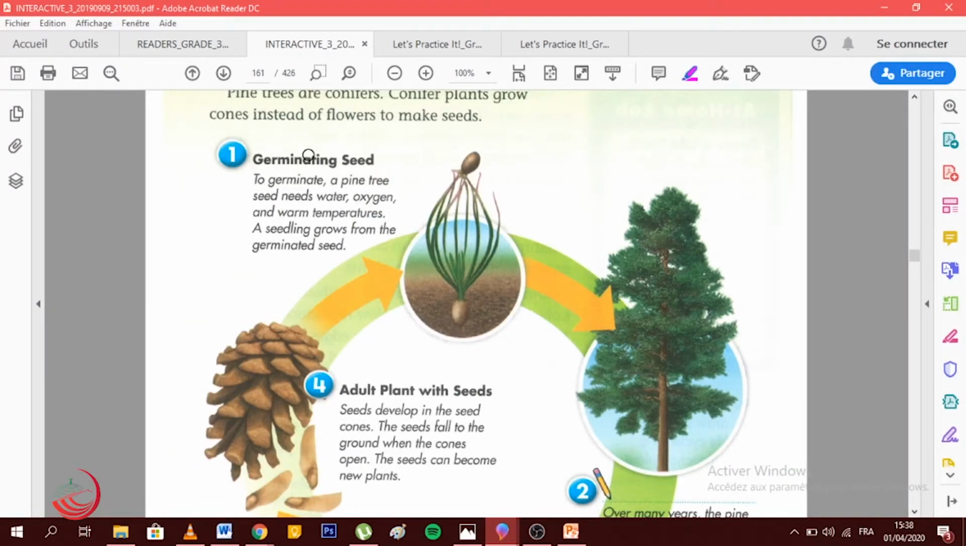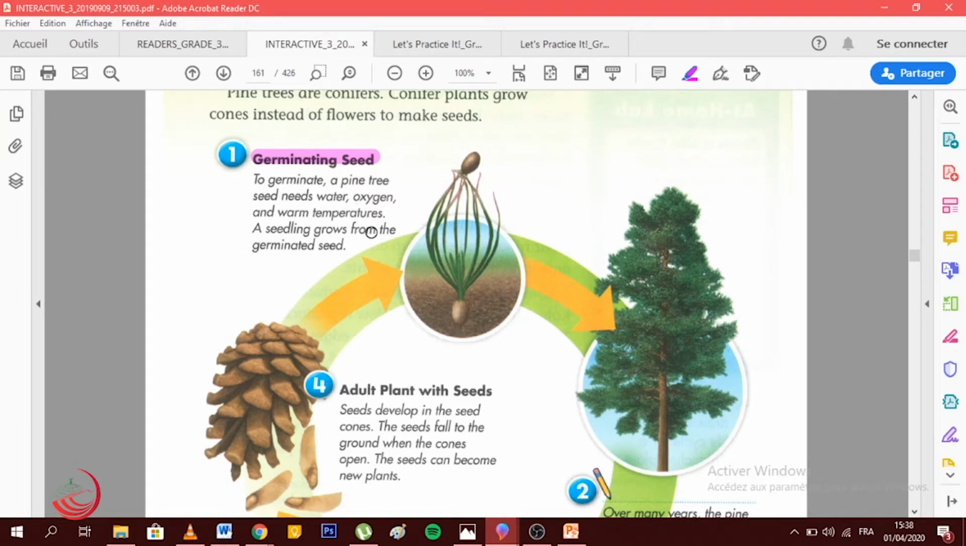let me just highlight. To germinate, a pine tree seed needs water, oxygen, and warm temperature. Like obviously, as with any plant, a pine tree seed will grow and germinate, it needs water, oxygen, and warm temperature. Not very cold, freezing weather, and not very hot weather. So it needs warm, mild temperature.